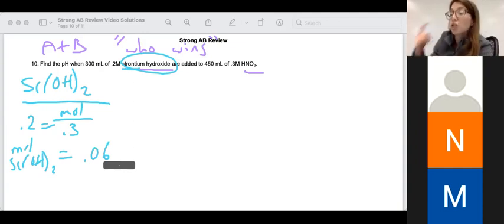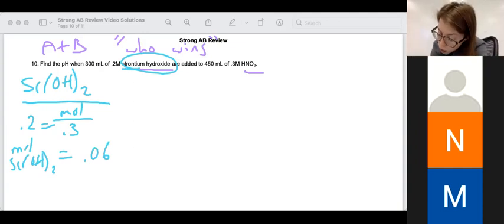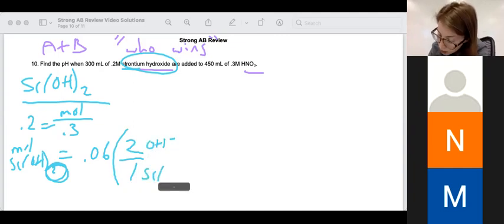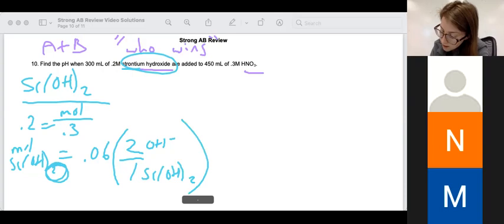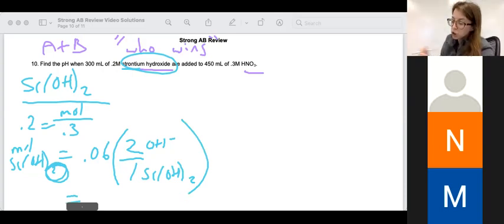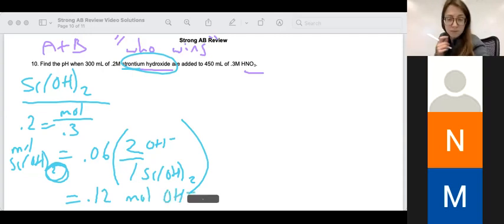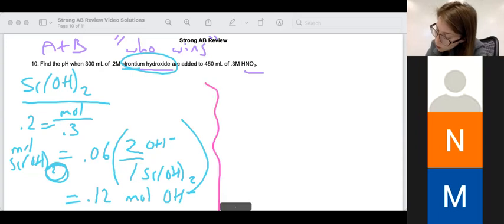But I want the moles of just hydroxide. There are 2 hydroxides in the one strontium hydroxide. Or if you look at the dissociation, there's a coefficient of 2 in front of the hydroxide, which is what we want. So multiplying by want over have, we want the hydroxide, we have the strontium hydroxide. We get 0.12 as our moles of OH. Pausing on that so we can go look at the acid.